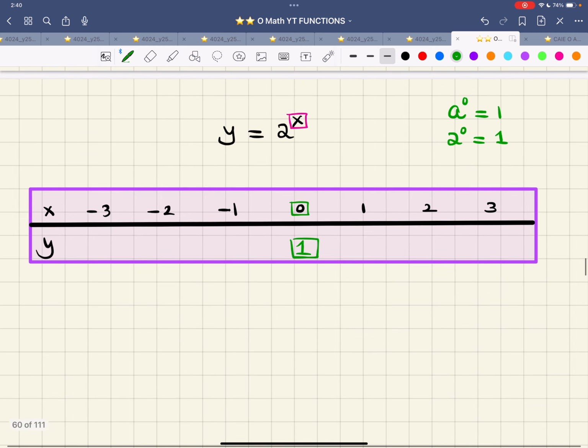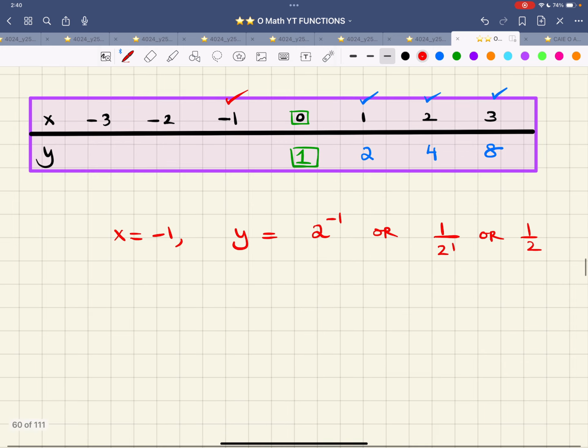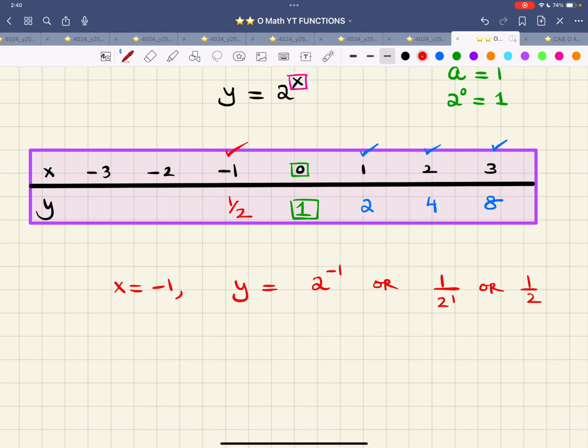Now let me plug in values such as 1, 2 and 3. 2 raised to the power of 1 is 2. 2 raised to the power of 2 is 4. 2 raised to the power of 3 is 8. And then let me plug in the value negative 1. 2 raised to the power of negative 1 is not negative. It is 1 over 2 raised to the power of 1, which is 1 over 2. So when x is negative 1, y is 2 raised to the power of negative 1, and we get a half over here. 2 raised to the power of negative 2 is 1/4, and hence we get this 1 over 8.